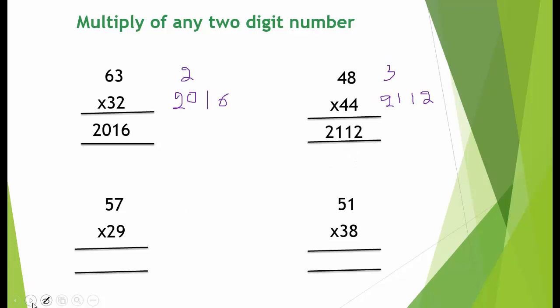Now next, 57 into 29. Now 7 9s are 63, 6 in carry, 9 5s are 45, 45 plus 6 is 51, 51 plus 14 is 65. Now 6 in carry, 5 2s are 10 plus 6 is 16. So 1653 will be the answer.